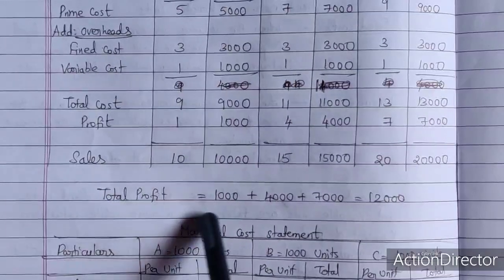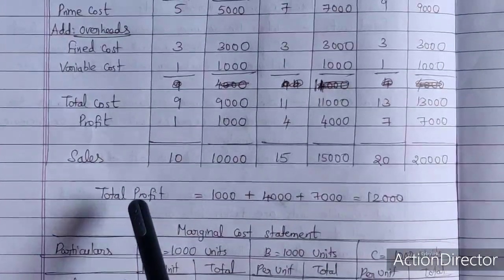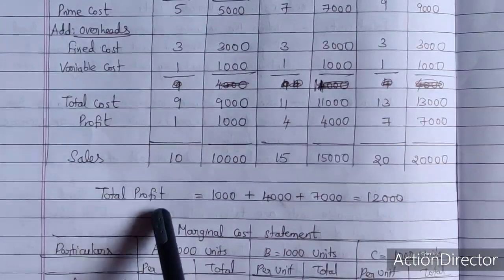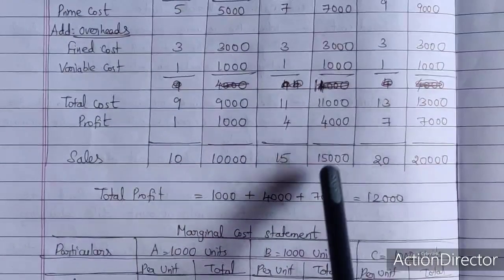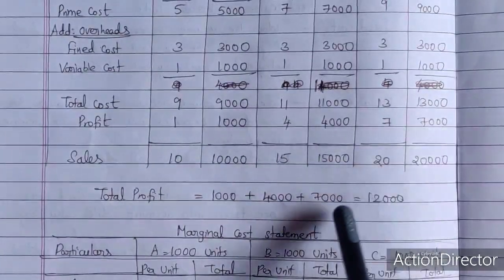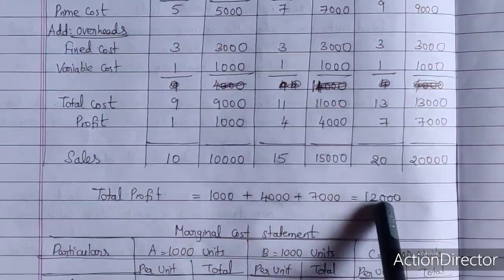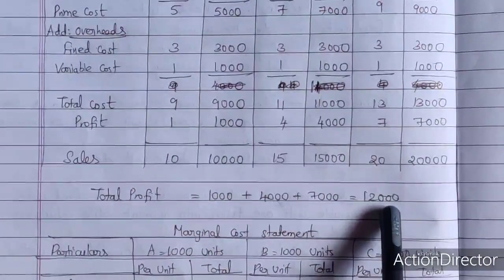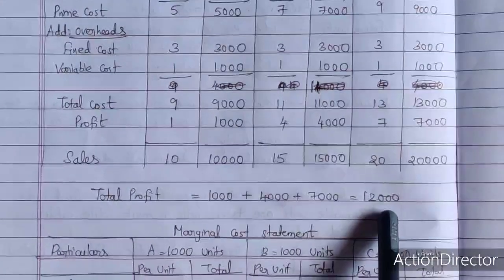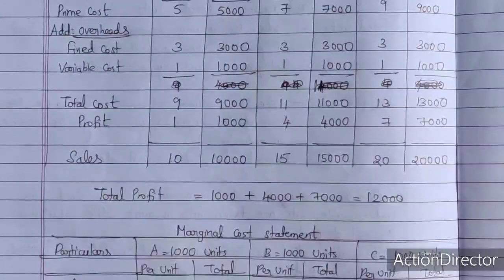They have told us to calculate the profits according to absorption costing. So the profit for product A is 1000 rupees, product B is 4000 rupees, and product C is 7000 rupees, which is 12,000 rupees in total. The total profit according to this absorption technique is 12,000 rupees. In this way we calculate the total cost and profit using absorption costing.